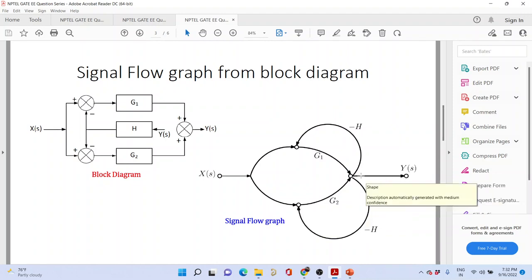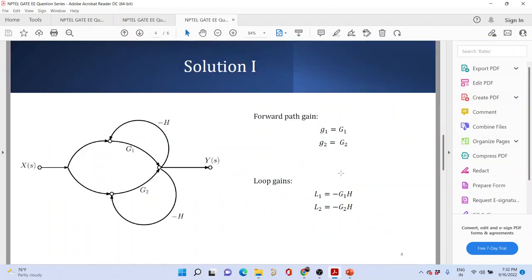Now let us use Mason's formula and list down all the gains that we have. The forward path gains are g1, equal to G1, and another path gain over here, G2. The loops that we have are minus G1 into H, and another loop, minus G2 into H. Neither of the loops is non-touching. Both the loops are touching at this point.